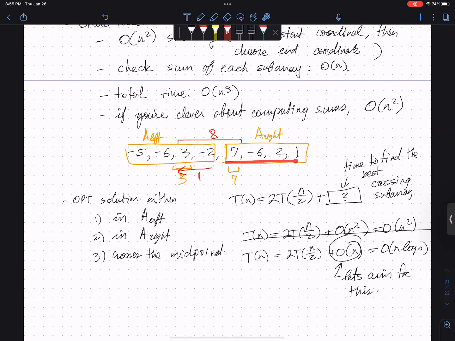Now the same going right. We can say, okay, if we go 1, we get 7. If we go 2, we get 7 minus 6, 1. If we go 1 more, we get 3. And if we go 1 more, we get 4. The best we've seen there was a 7.